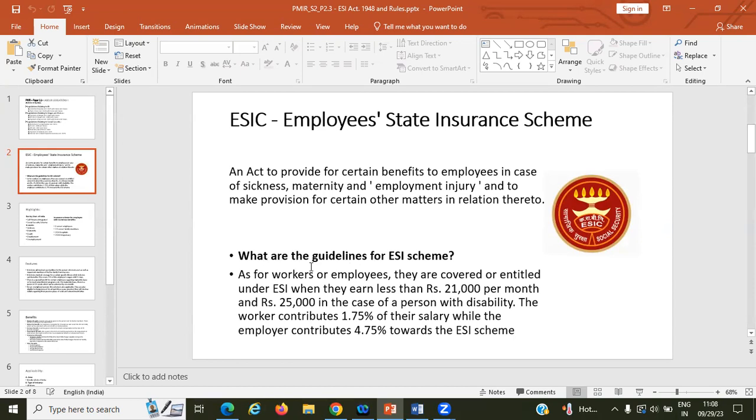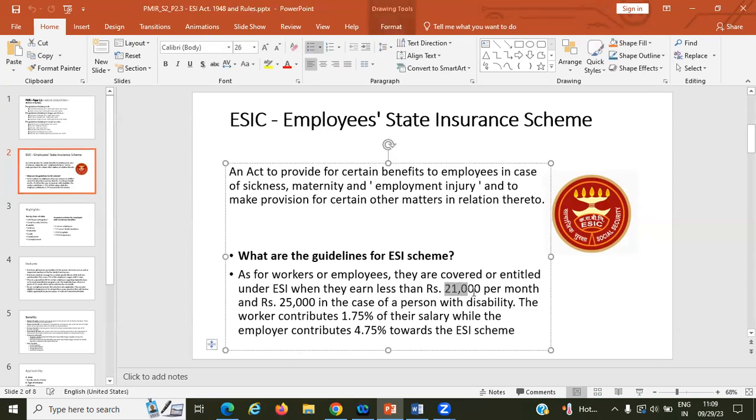What are the guidelines of this scheme? Workers or employees are covered and entitled under ESI when they earn less than 21,000 per month. This is a condition. Their salary should be less than 21,000 per month, and 25,000 rupees in case of a person with disability. Suppose someone is disabled, in that case the limit is 25,000.